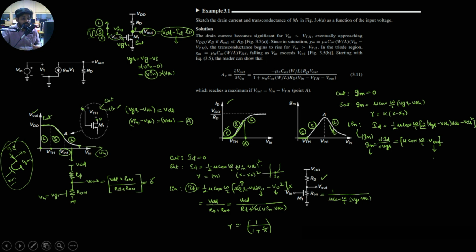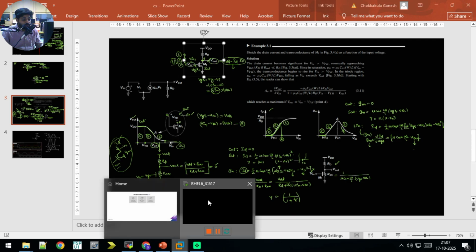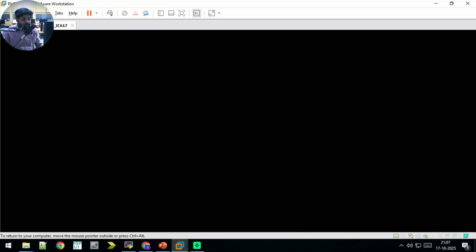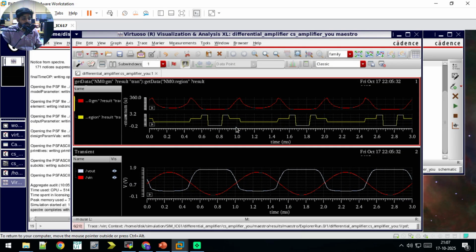The same analysis will be repeatedly used in the differential amplifier case. Now let us explore this complete theory on the tool and do the simulation. Coming to the tool, in this session we will be dealing with the DC analysis. In the next session we will go with the transient analysis, and see what the output will be for the given input voltage.